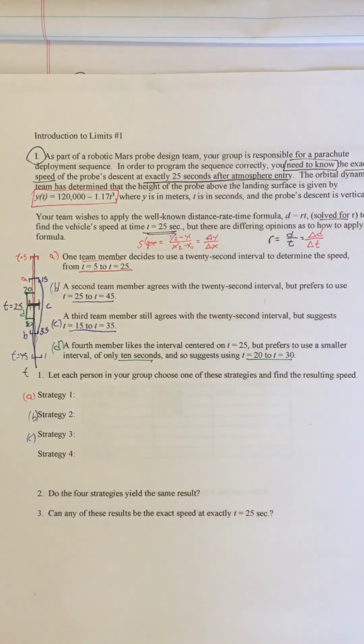So essentially what this is illustrating is each of the teams has chosen a different interval of time over which to calculate the velocity. Now, they're all going to get different results. So now let's just investigate the results that they get.